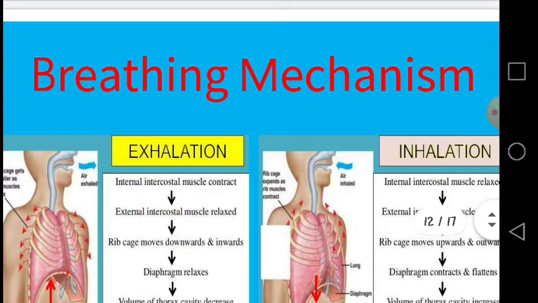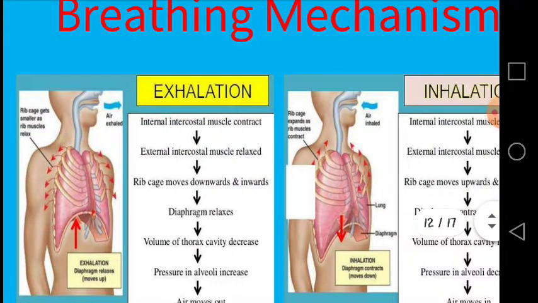Now we are going to focus on the breathing mechanism, how the breathing process is done. There are two ways of breathing. One is inhalation and the second is exhalation.